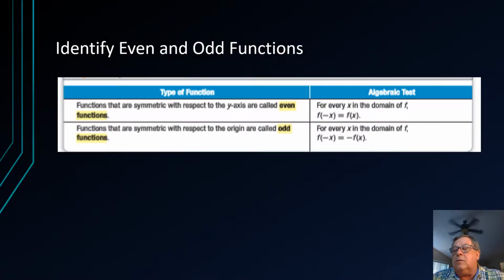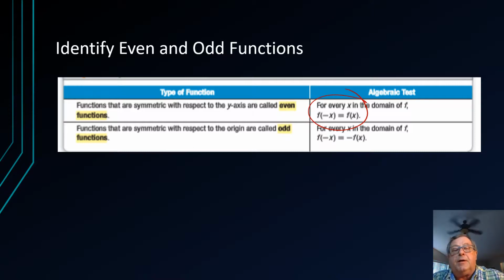Well, we should now consider even and odd functions. Functions that are symmetric with respect to the x-axis are called even functions, and we have an algebraic test for that. That is that f of negative x is equal to f of x. This would give us an even function.